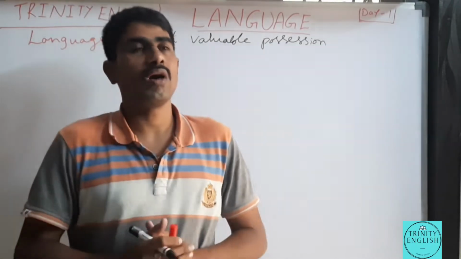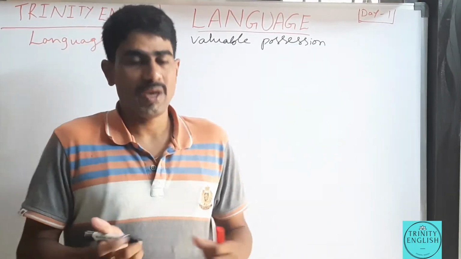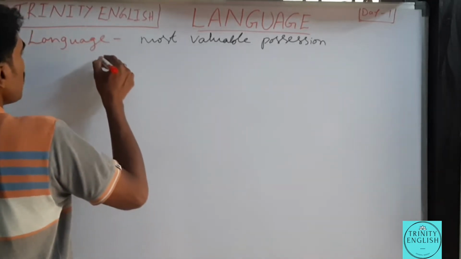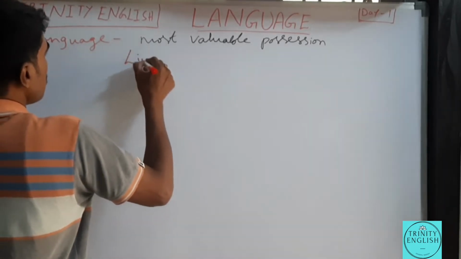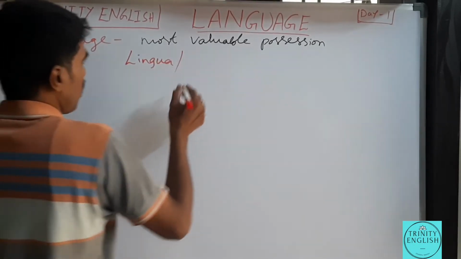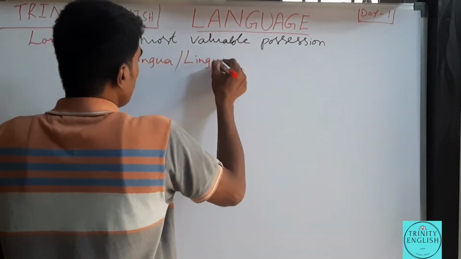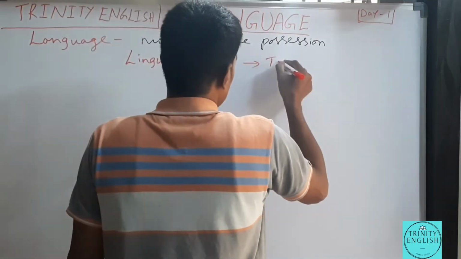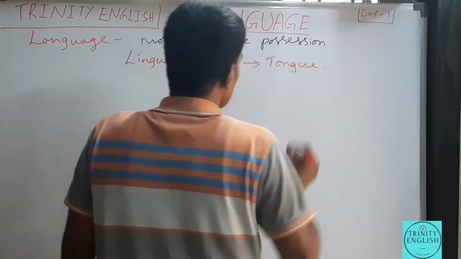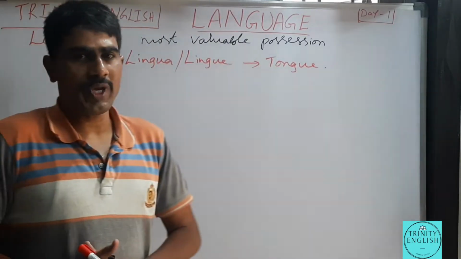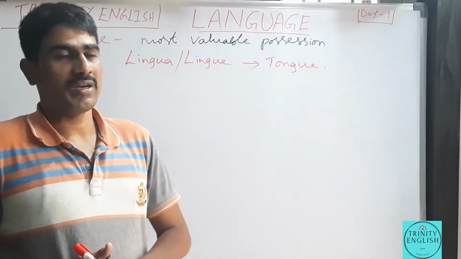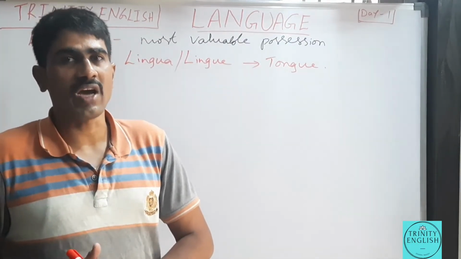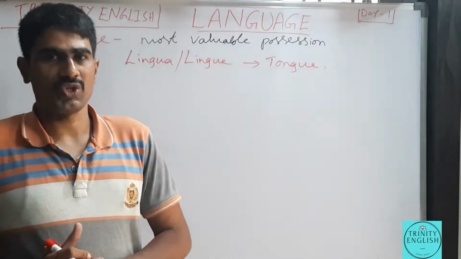Now, talking about language, basically the word language originated from the Latin root word lingua, or lingui, which means tongue. Here we speak language with the tongue. So, again, language with the tongue is called language.